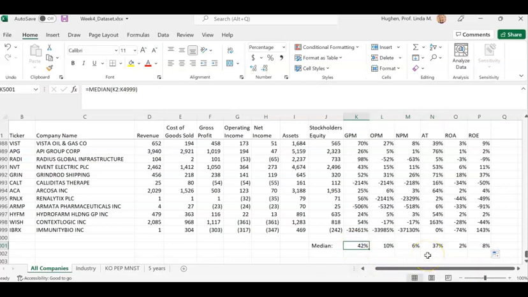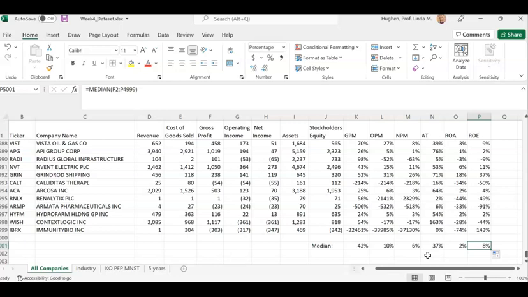So for all publicly traded companies in 2021, the median gross profit margin was 42%. Median operating profit margin was 10%. Median net profit margin was 6%. Median asset turnover was 37%. So we can say for every dollar of assets, the median company returned 37 cents in sales. Return on assets was a median value of 2%, and return on equity is a median value of 8%.